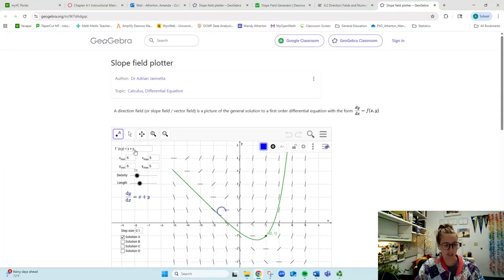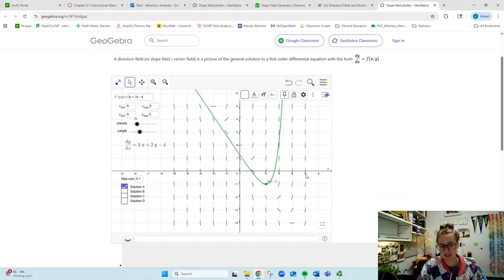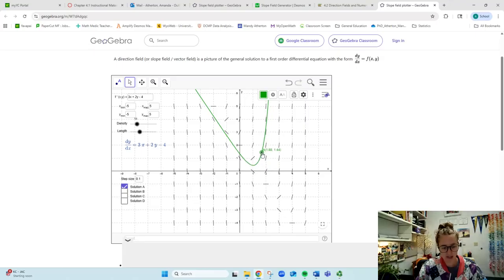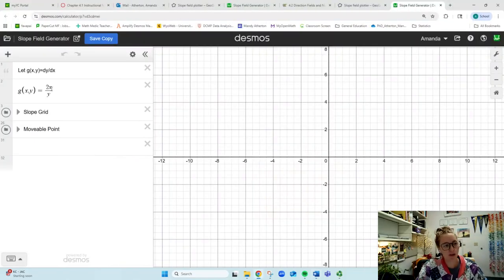And I'm going to plug in that equation that we just had right here, which was 3x plus 2y minus 4. This gives us the same slope field that I had, but now I can actually look at that point 2, 1, and you can see, hey, that was about the solution that I had, and it's approaching an asymptote on this side. But if I switch it, all of a sudden my slope field is going off in this direction, or that particular equation would be going off in this direction according to my slope field. I want to do that with the Desmos slope field as well.